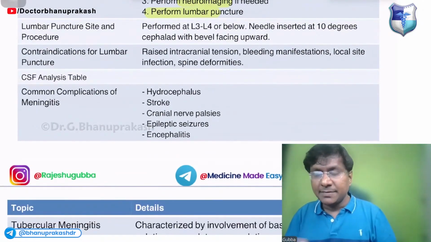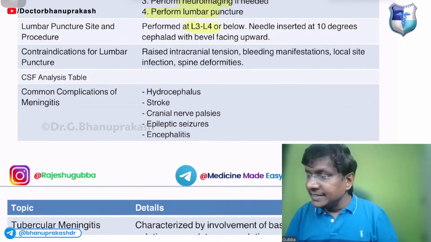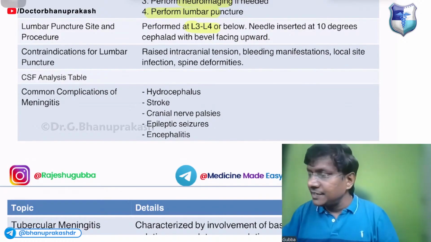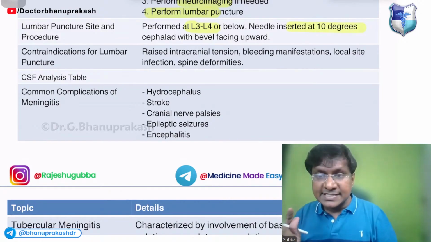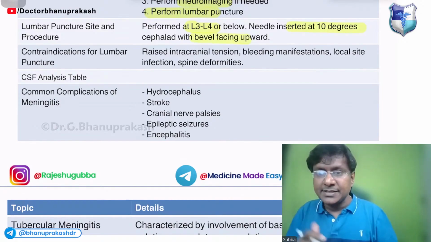Now, whenever you are doing lumbar puncture, it should be done in the L3 and L4 space. And what is the needle that we use? The needle that we use is nothing but Quincke's needle, or we call it Sprotte's needle. And whenever you are inserting the needle, it should be inserted at 10 degrees in the cephalad direction. And how should the bevel be? The bevel should be facing upwards.